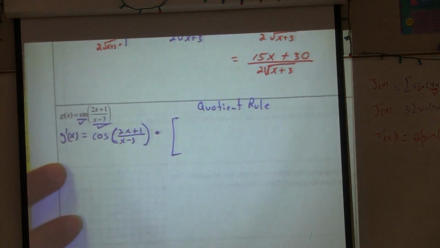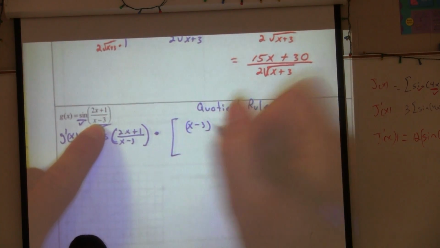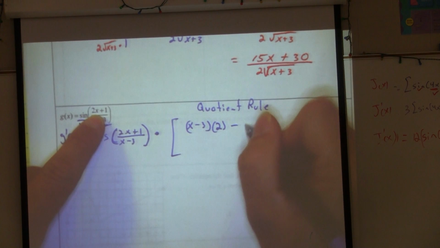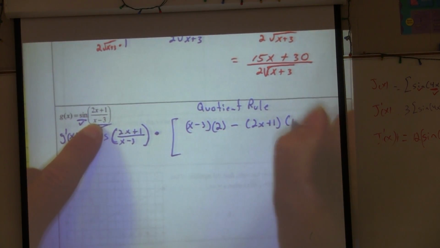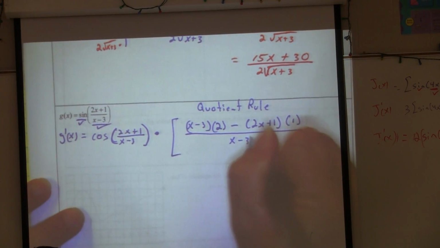So let's do the quotient rule here for that derivative. So what does the quotient rule say? Low, x minus 3. D high, 2, minus high, D low, all over low squared.